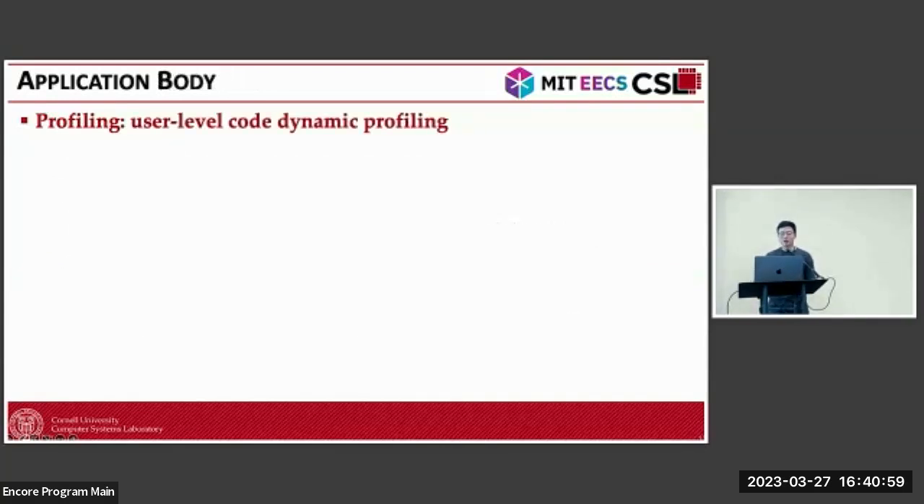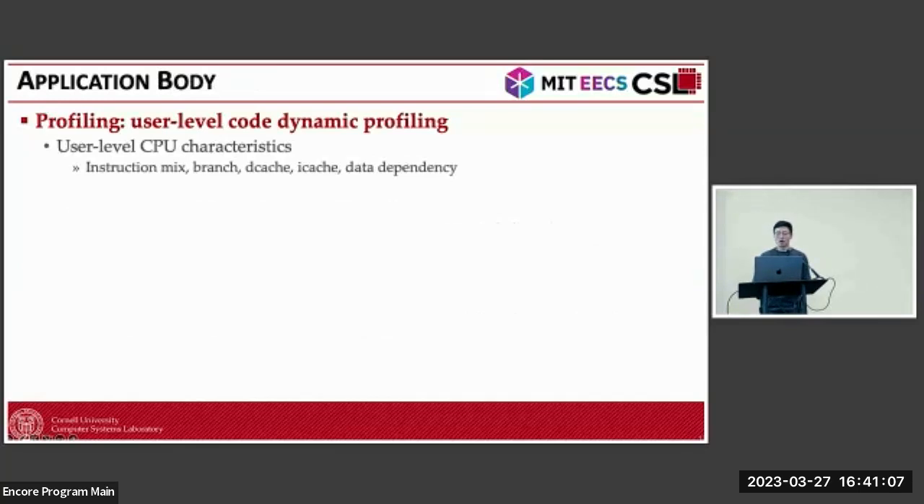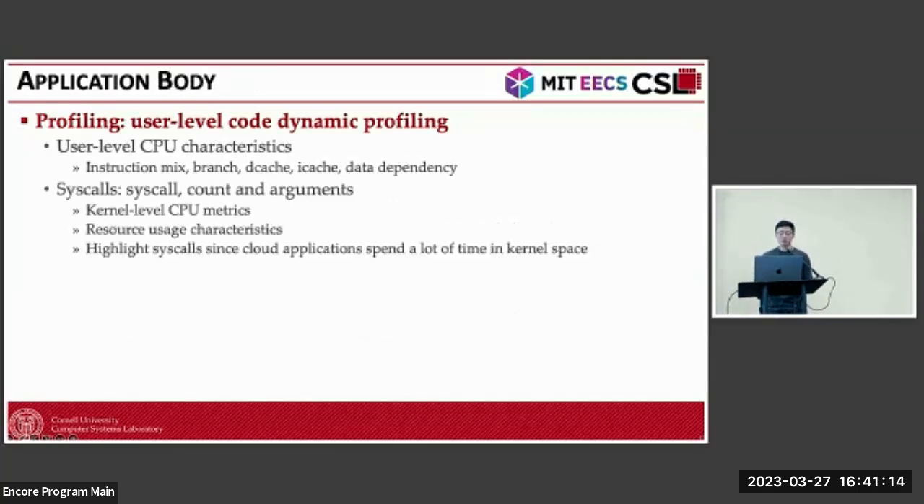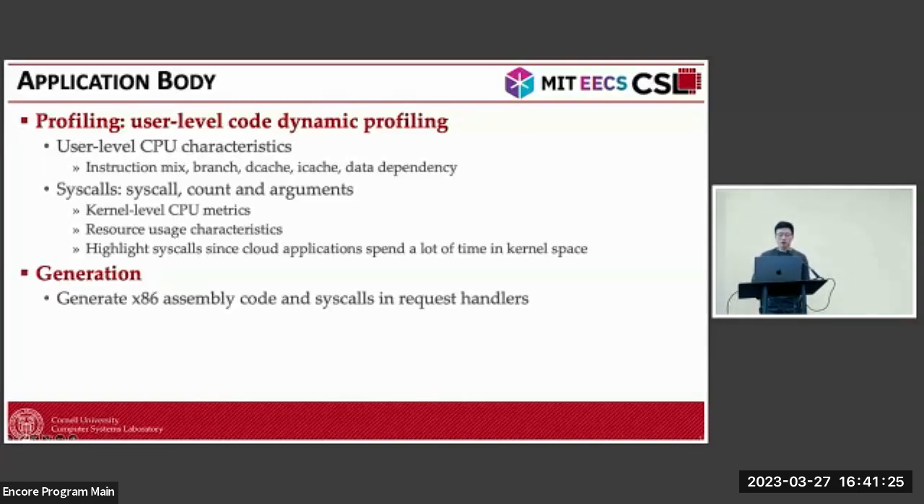And next, we generate the application bodies through dynamic profiling. So first, to capture the inherent CPU characteristics, we will model its instruction mix, branch behavior, memory access pattern, as well as the data dependency. And we will also profile the system calls with their count and arguments so that we can clone the kernel-level behavior and the device usage. And these profiling results will help us to generate the assembly code and system calls, which will be fed into the request handler of the synthetic benchmark to mimic the on-CPU and off-CPU behavior.